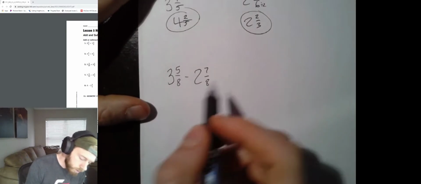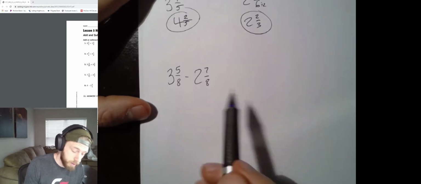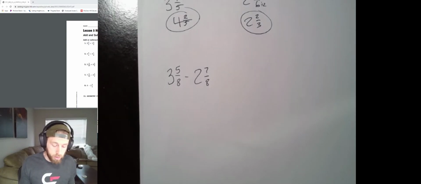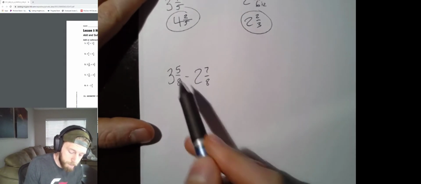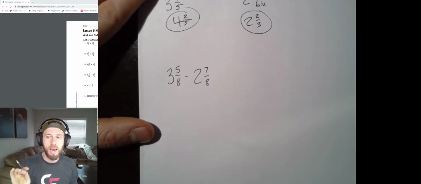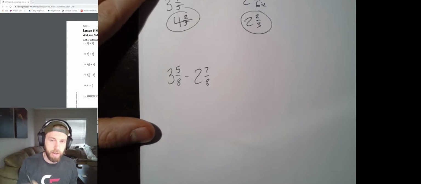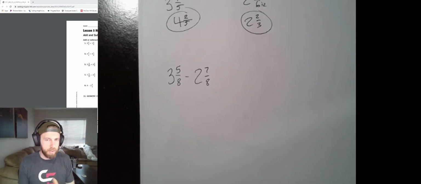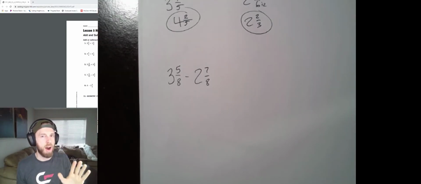So we have common denominators. Okay, so this means we can just go ahead and start subtracting. If we do 3 minus 2, we get 1. But if we do 5/8 minus 7/8, we have a problem. You cannot do 5/8 minus 7/8. You don't have 7/8 to take away. You only have 5.